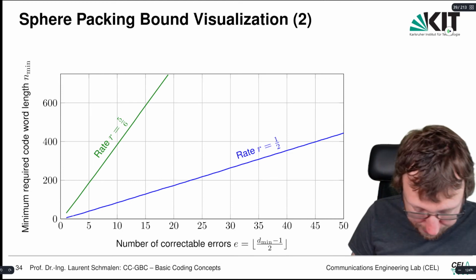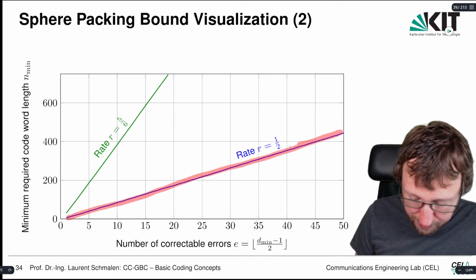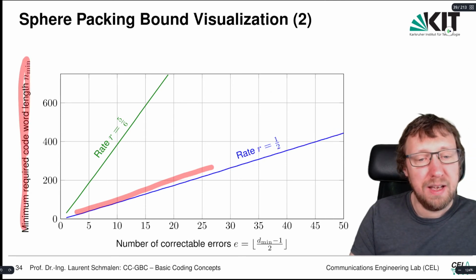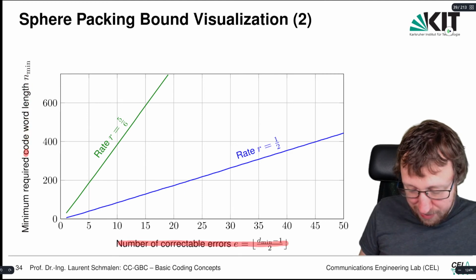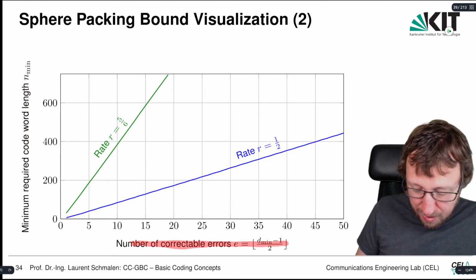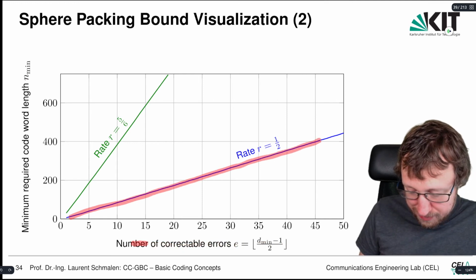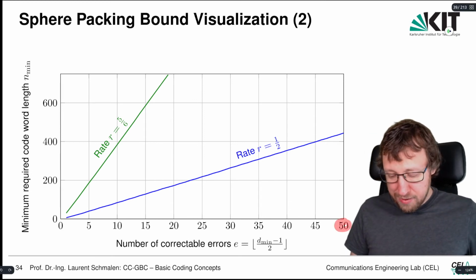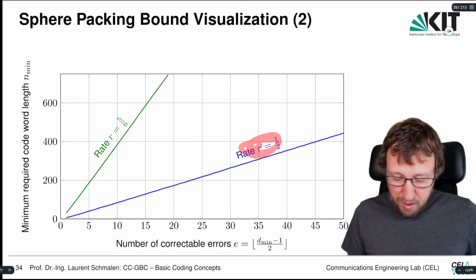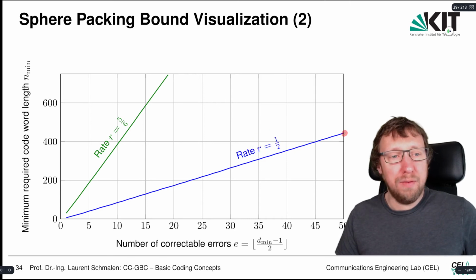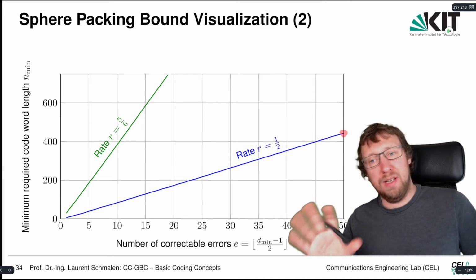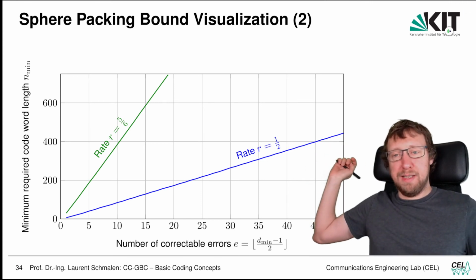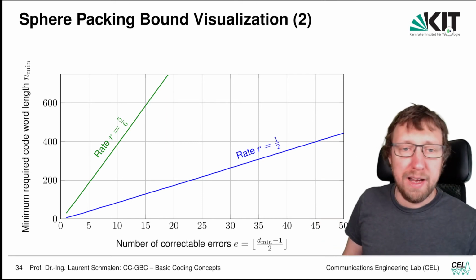So that's this curve, for rate equals 1/2. That's the minimum required code word length as a function of the number of correctable errors e. And we see it grows rather steadily. And if we want to have a code that can correct 50 errors with rate 1/2, we need to have a length of our code of at least 430 something. So that's this point over here. So 430 and something is what we can correct at least.